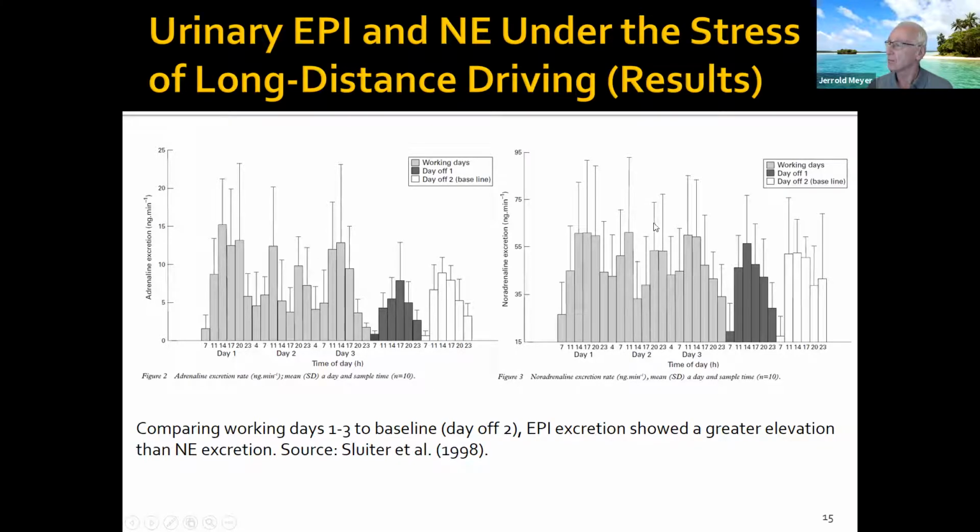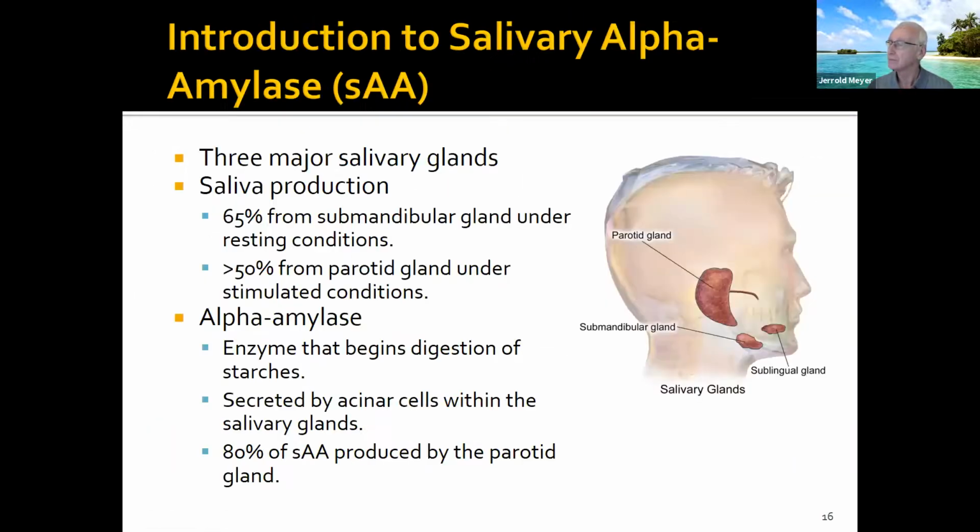So here was the norepinephrine, and again you see a somewhat similar pattern with changes over time, except that there really wasn't much of any difference between the working days, the more stressful days, compared to the off days. And so the norepinephrine excretion was relatively unaffected compared to the epinephrine excretion in this particular study. So again, just some example data to show you one way that it was used.